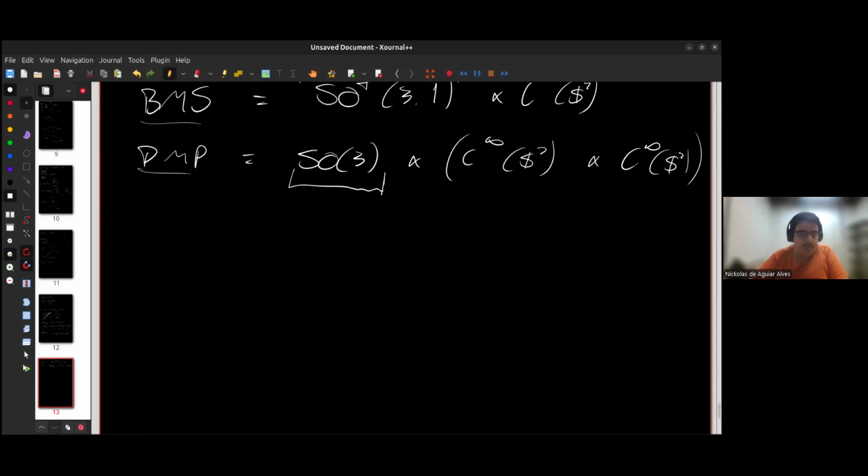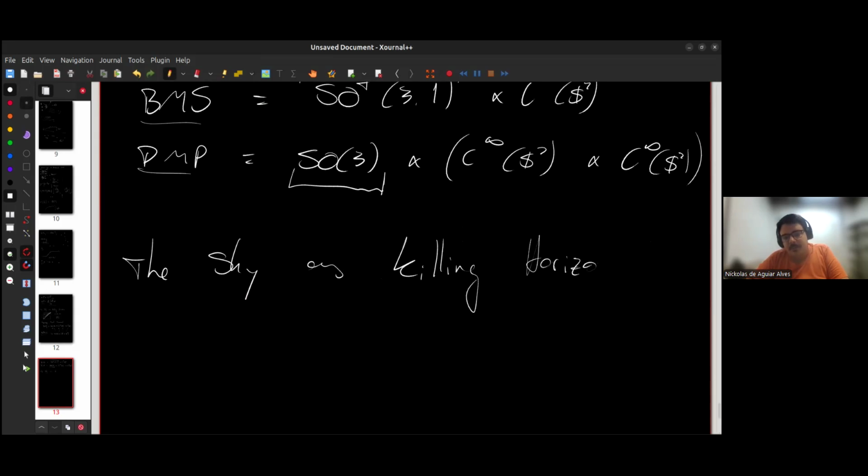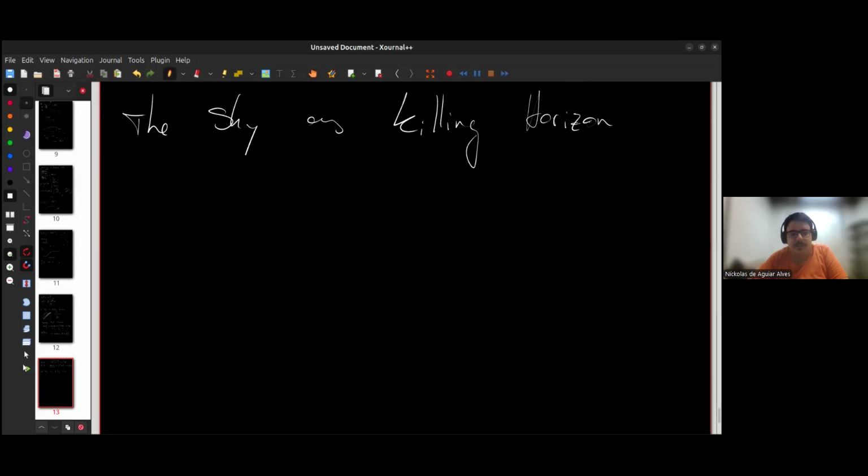And the way we did that was by thinking about the sky as a Killing horizon. So a Killing horizon in general relativity is a null hypersurface which obeys some of the isometries of the spacetime. It is preserved by some of the isometries of the spacetime.